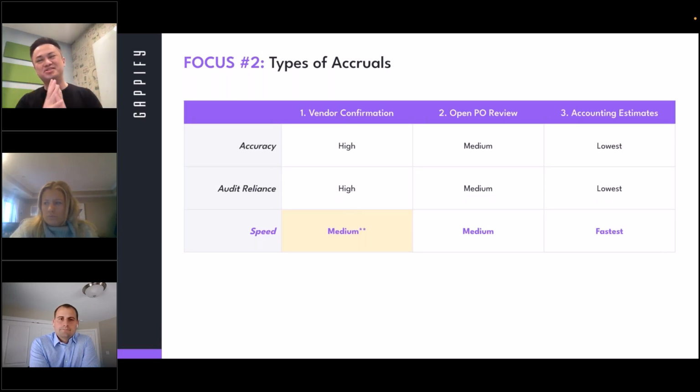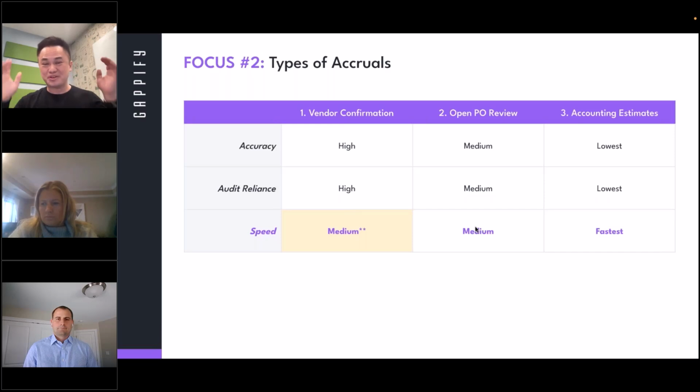And of course, there's a strategic, diplomatic way of asking for compliance on the other side. But at the end of the day, you are the customer. The vendors are eager for you to pay them. And so to ask them to do a little work at the end of the month, obviously from an accuracy standpoint, that's also ideal. So keep that fully in mind. Speed with open PO reviews, similar concepts.